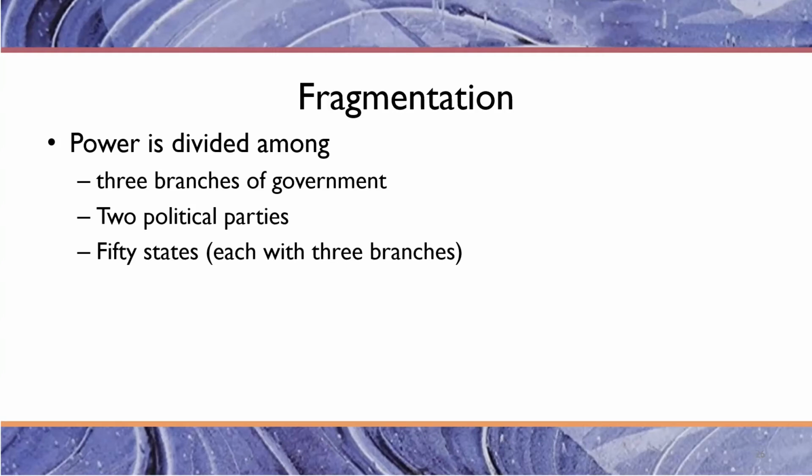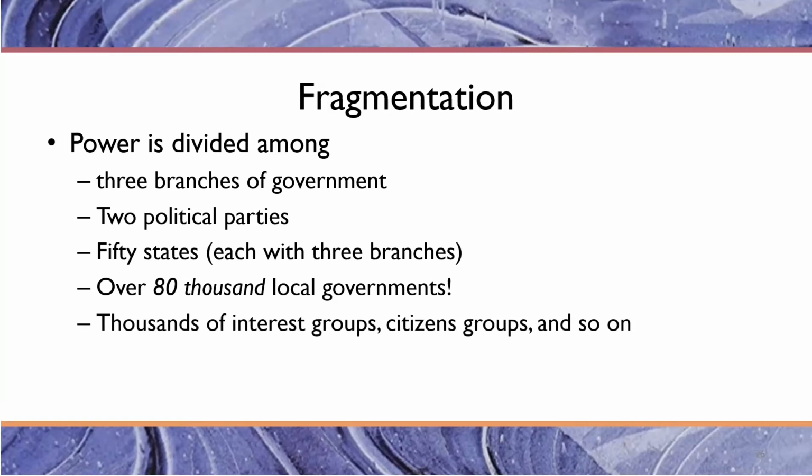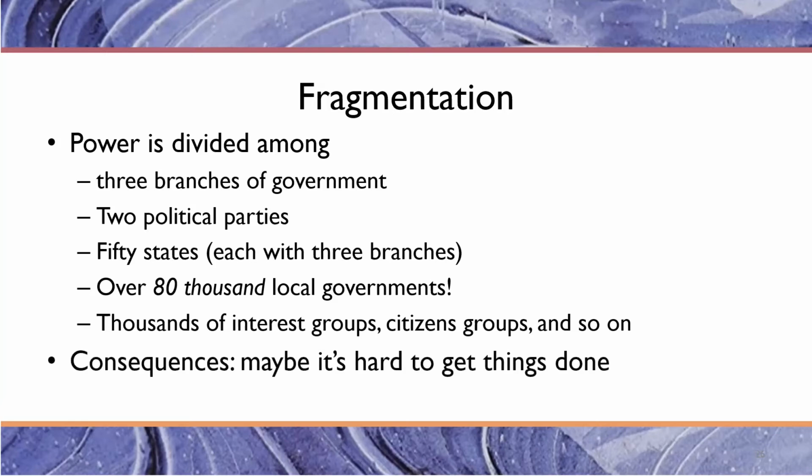And then, like I said, 50 states, and then over 80,000 local governments: school districts, public utility districts, water districts, all kinds of different things, counties, of course, cities, towns. All of those have an important role in government. Just think of the number of school districts there are, and think how complex that system of providing education can be. And then there are thousands of interest groups, citizen groups, and things like that. And the consequence might be that it's hard to get some things done.